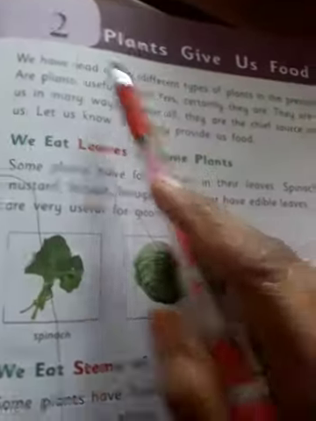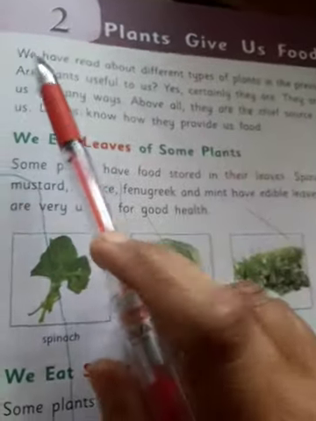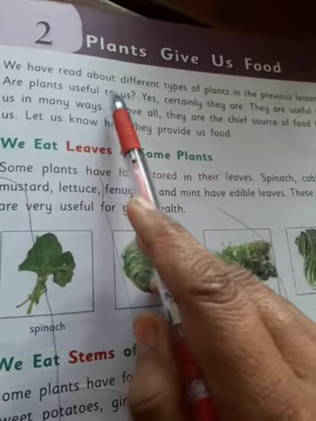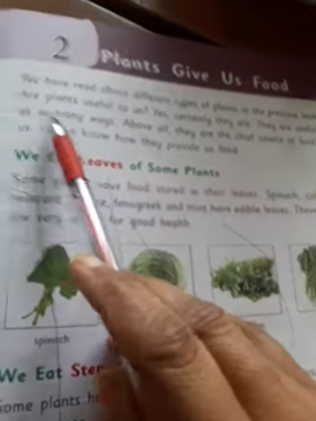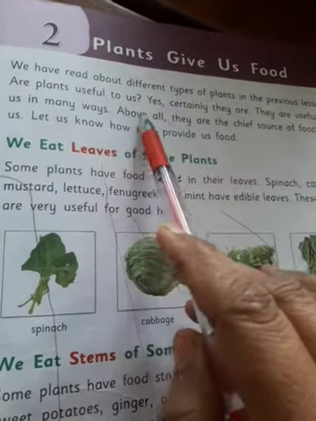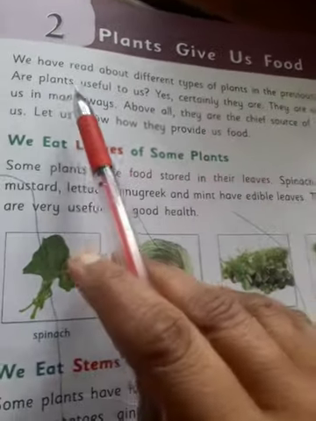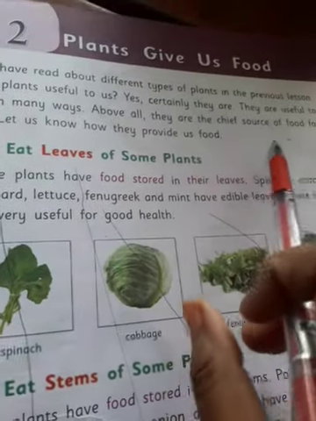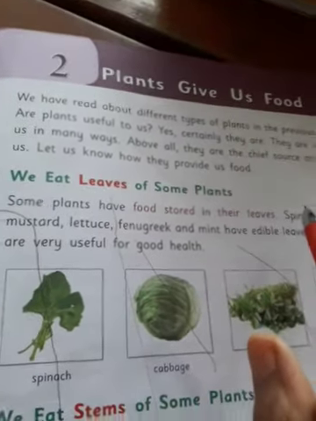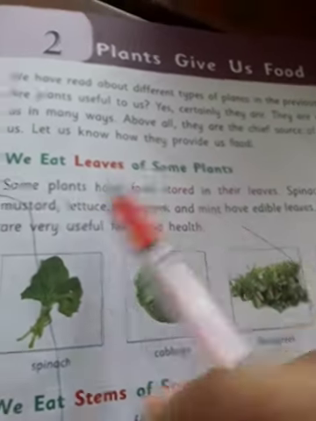I will take revision from chapter 2. Name of the chapter 2 is The Plants Give Us Food. You know that we have read about different types of plants in the previous lesson. And are plants useful to us? Yes, certainly they are. They are useful to us in many ways. Above all, they are the chief source of food for us. And let us know how they provide us food.